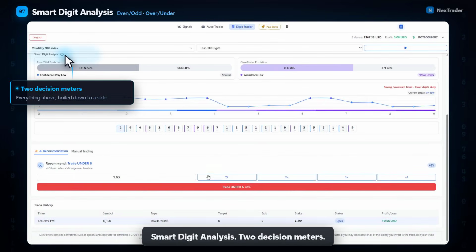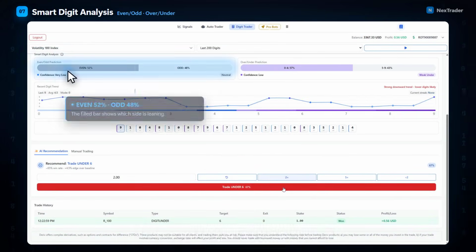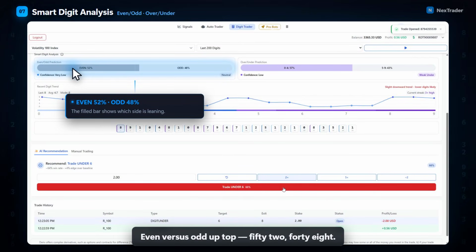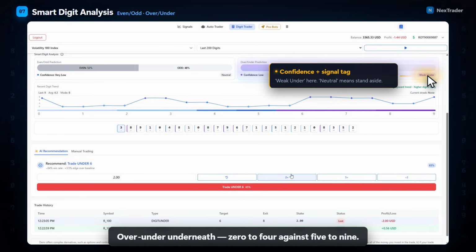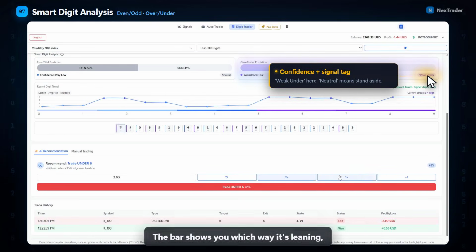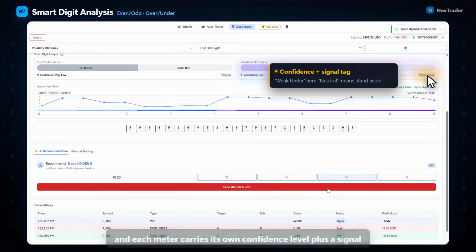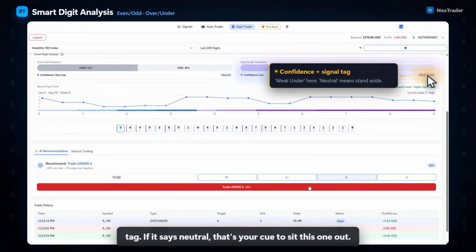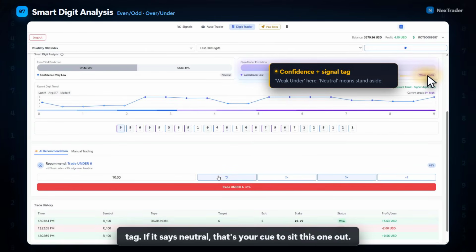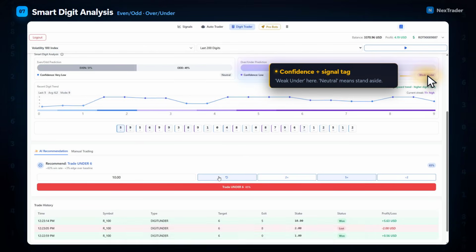Smart Digit Analysis. 2 decision meters. Even versus odd up top, 52, 48. Over under underneath, 0 to 4 against 5 to 9. The bar shows you which way it's leaning, and each meter carries its own confidence level plus a signal tag. If it says neutral, that's your cue to sit this one out.